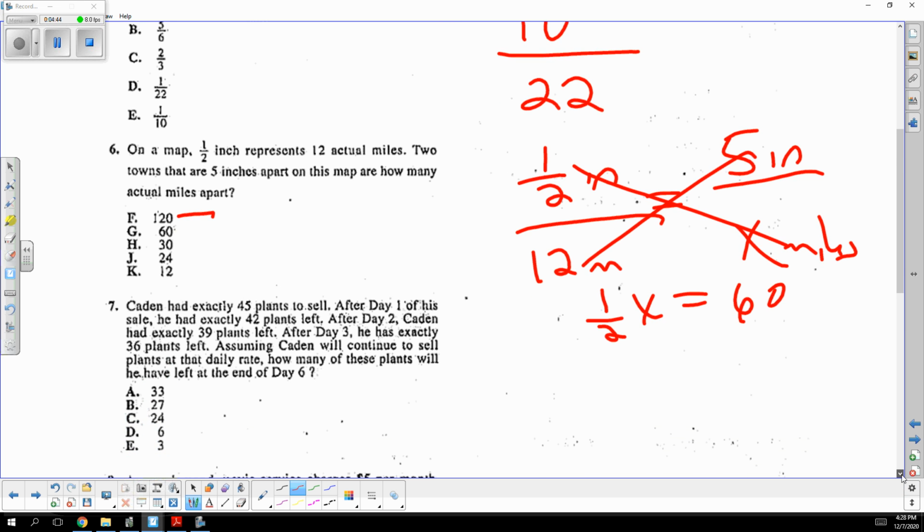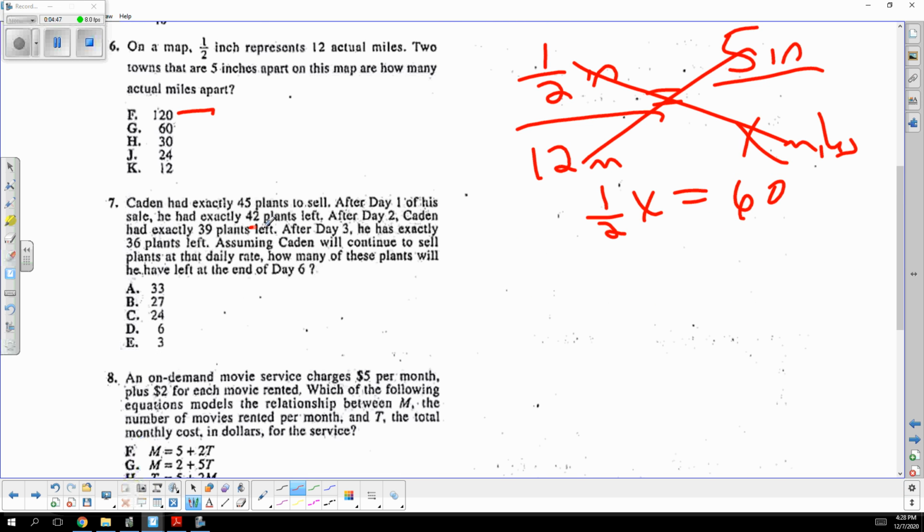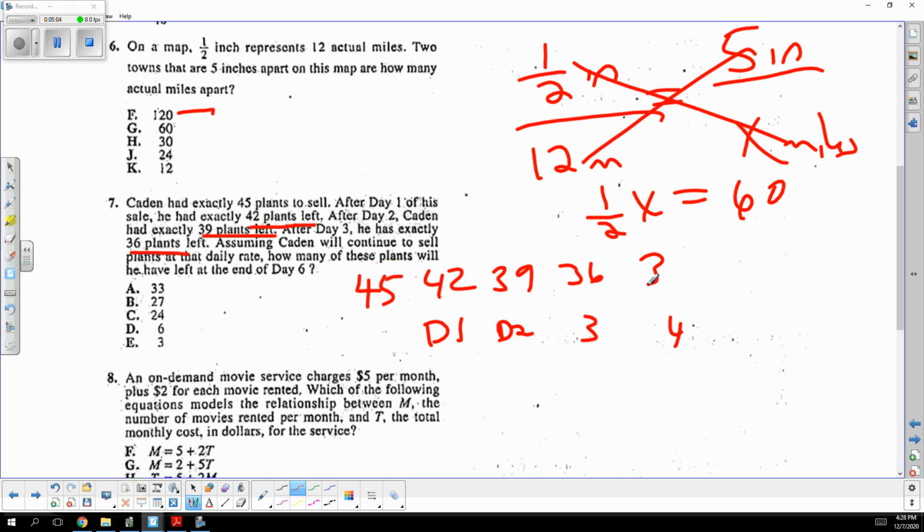All right. What's happening here? 45 plants to sell. 42. 39. Oh, I get it. She's selling 3 a day. So I'm going to be careful. After day 1, day 2, day 3, day 4, day 5. So after day 6, she has 27 left. Answer B.